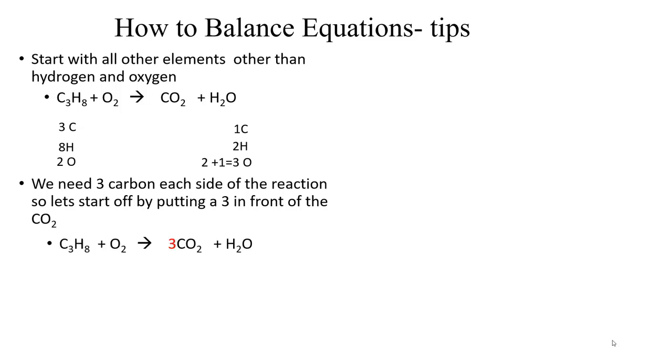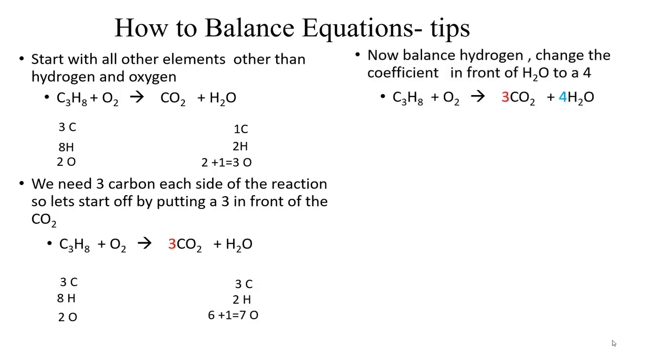So the first thing you want to do when you're balancing reactions is to balance all the elements that are not hydrogen or oxygen first. For example here, we see that we have 3 carbons on the reactant side and we need 3 carbons on the product side. So we can change this by placing a 3 in front of the carbon dioxide. So this gives us 3 carbons on the product side and the reactant side, but the hydrogens and oxygens are not balanced. In putting the 3 in front of the carbon dioxide, we now have 6 oxygen atoms, plus the 1 oxygen atom from the water gives us 7 oxygen atoms on the product side.